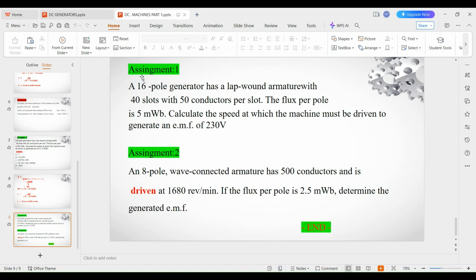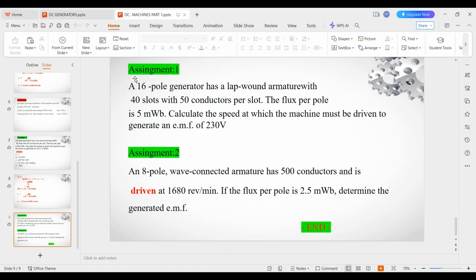So we have an assignment for you, and the assignment says: a 16 pole generator has a lap wound armature with 40 slots with 50 conductors per slot. The flux per pole is 5 milliweber. Calculate the speed at which the machine must be driven to generate an EMF of 230 volts. If you check this example and example number 3, this assignment is more of the same. I've just changed the values.